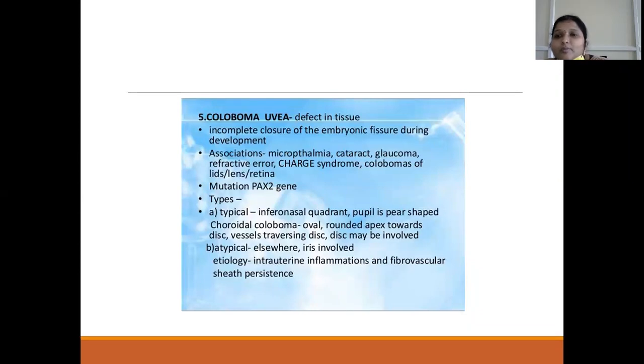So what is typical coloboma and what is atypical coloboma? Typical coloboma means it is present in the inferonasal quadrant. So the pupil is pear-shaped. When it is present in the choroid, the choroidal coloboma has an oval rounded apex, and the apex is directed towards the disc, and the vessels are seen traversing the disc. Sometimes the disc can also be involved. Atypical means it can involve any other part of the iris, not the inferonasal quadrant. It is called atypical coloboma. So the etiology for coloboma is intrauterine inflammations and persistence of the fibrovascular sheath.